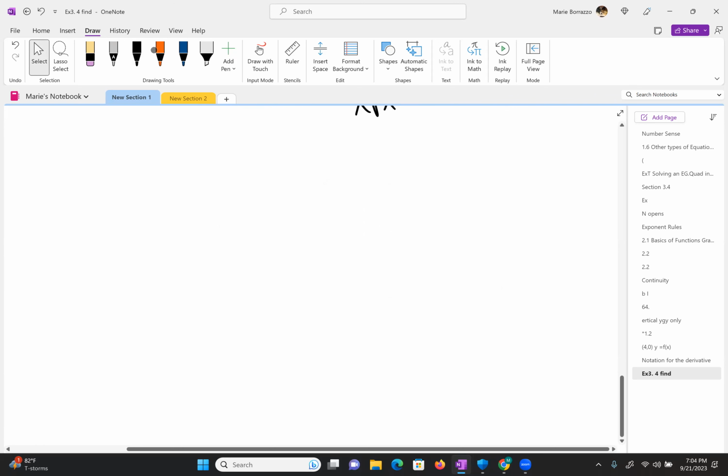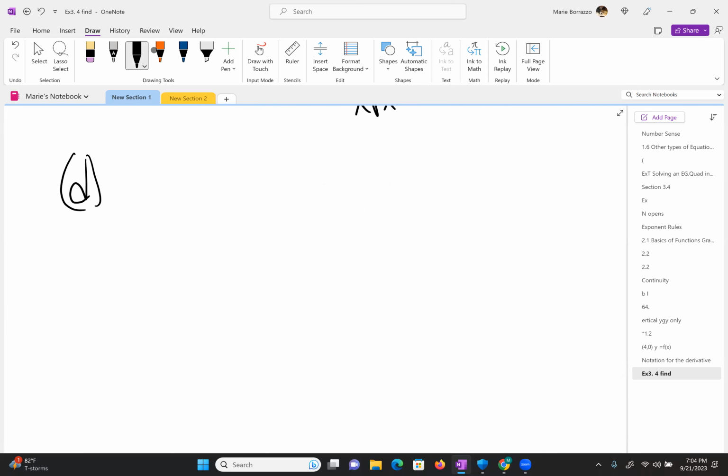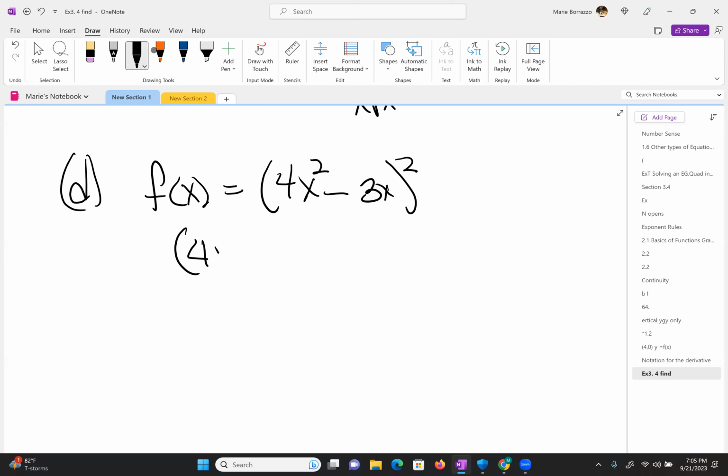Okay. The next question or part, for example, we have another function f of x, and this is equal to 4x squared minus 3x, and this is all squared. Basically, what you have is 4x squared minus 3x times 4x squared minus 3x. Okay, so if you want to FOIL, we can FOIL this times this.